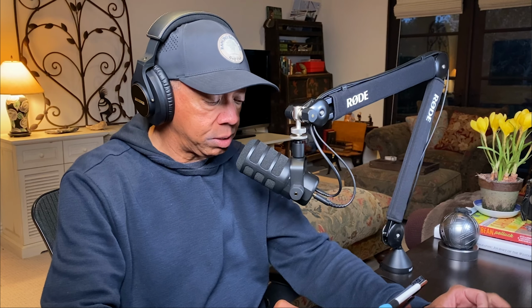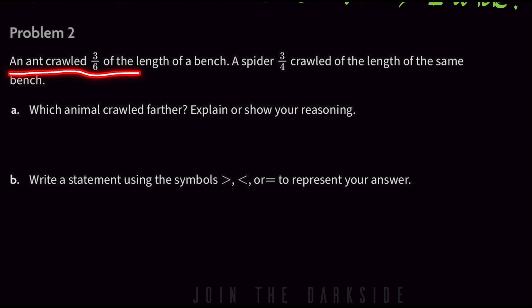Which strategy can we use? An ant, it says, crawled 3/6 of the length of a bench, and a spider crawled 3/4 of the length of the same bench, which means our whole is the same size. So I'm going to compare my numerators and my denominators. And the first thing I notice, of course, is that 3/6 and 3/4 have the same numerator. If they have the same numerator, that means we're dealing with the same number of pieces.